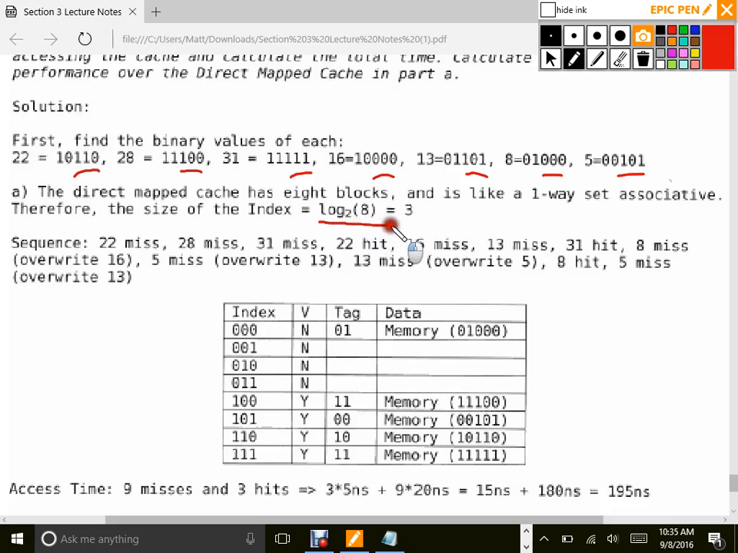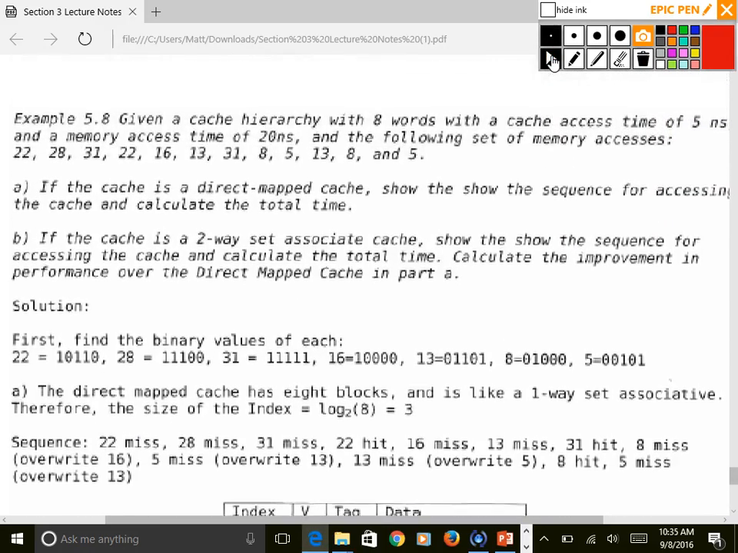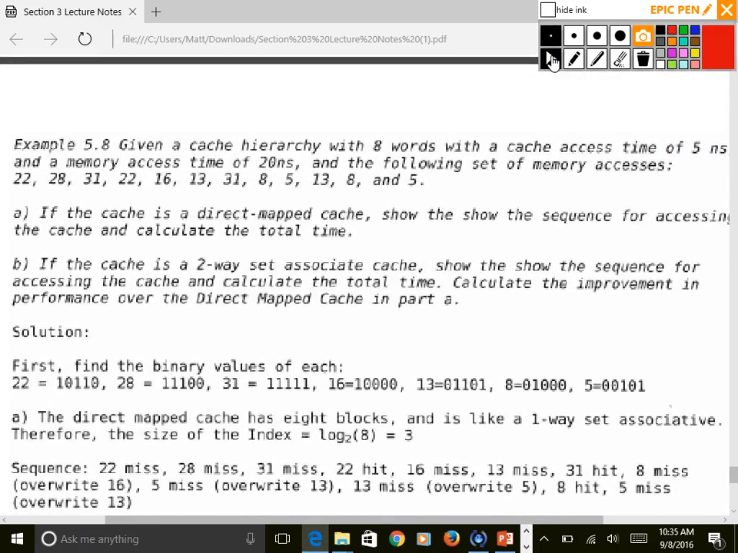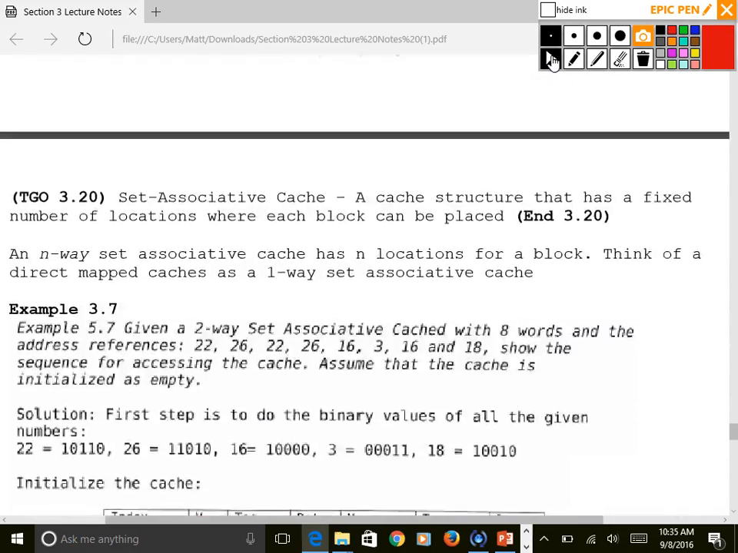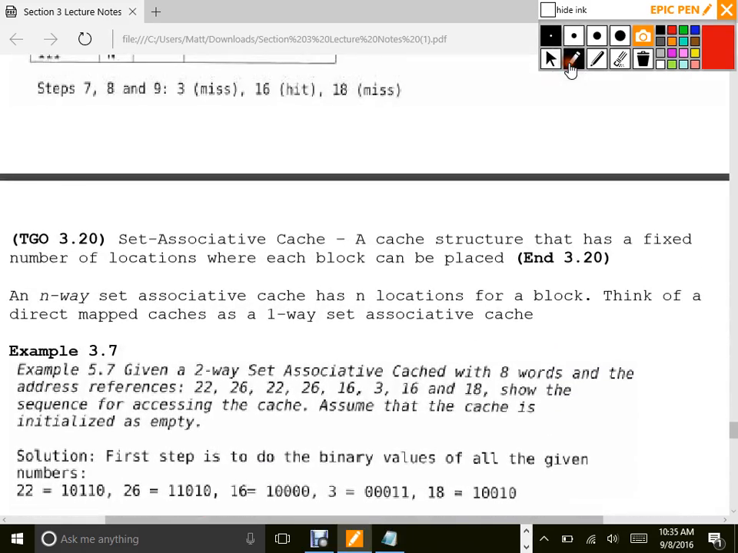So as I've indicated, log of 8 is 3. And then the sequence, you can figure it out. 22 and 28 are both misses because the cache is initially empty. Let me go back up to the problem statement. You should assume that the cache is empty. In fact, this is at 5 point. I will add on your exam question, as I usually do. I will add that statement there.